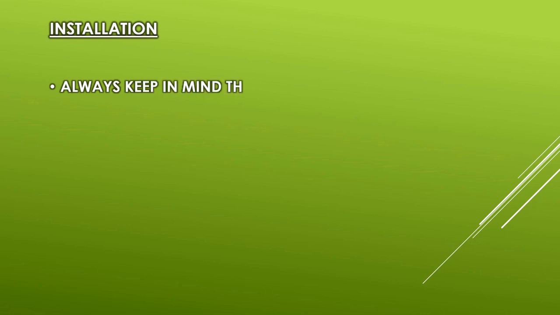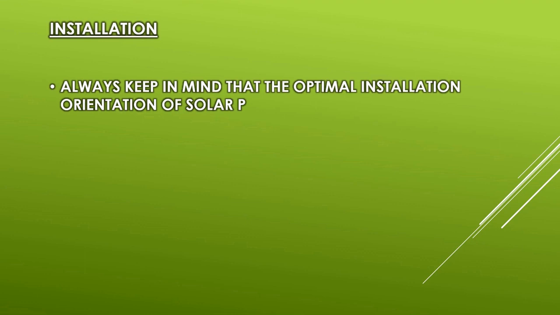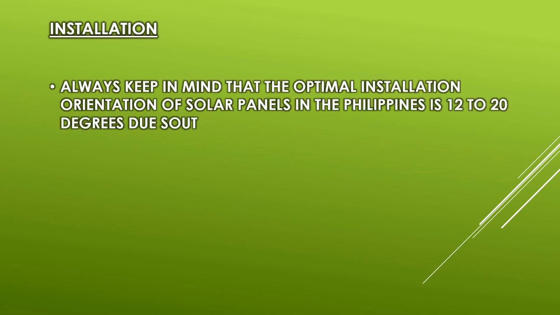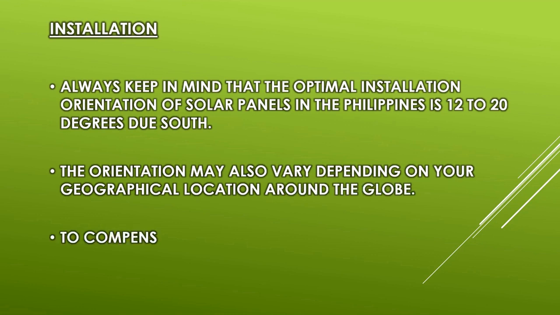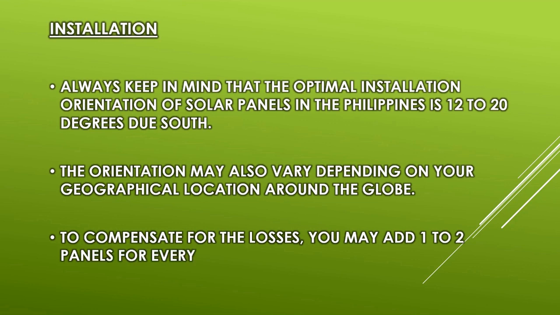Installation. Always keep in mind that the optimal installation orientation of solar panels in the Philippines is 12 to 20 degrees due south. The orientation may also vary depending on your geographical location around the globe. To compensate for the losses, you may add 1 to 2 panels for every 12-panel array setup.